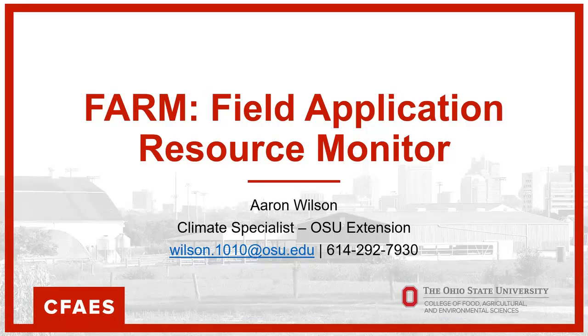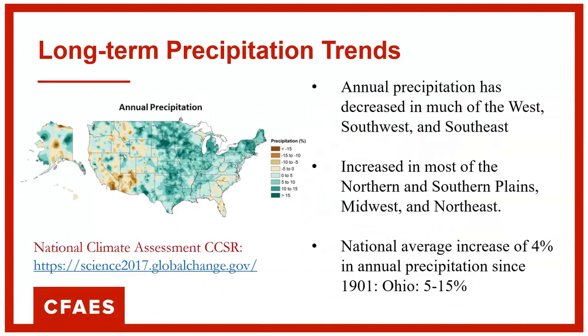Since I'm a climatologist, I have to talk about the weather, and let's see if we can get this thing. There we go. The first couple slides I'm going to show you are about precipitation trends in Ohio over the last 100 years, and in a couple of cases the last 50 years. We'll start with long-term trends for annual precipitation over the last 120 years or so.